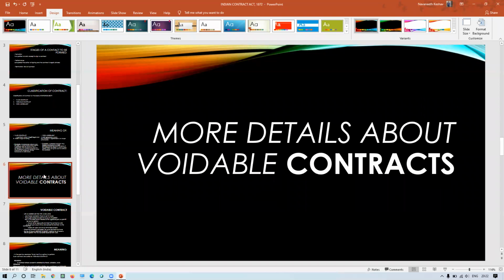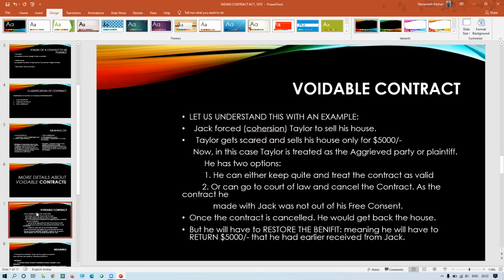So as our topic is only about voidable contract, I just wanted to give a brief explanation about what all the other topics are. Now let us quickly jump into the voidable contract. Voidable contract can be understood in many ways, but I want to start with an example. So let us understand voidable contract with an example.